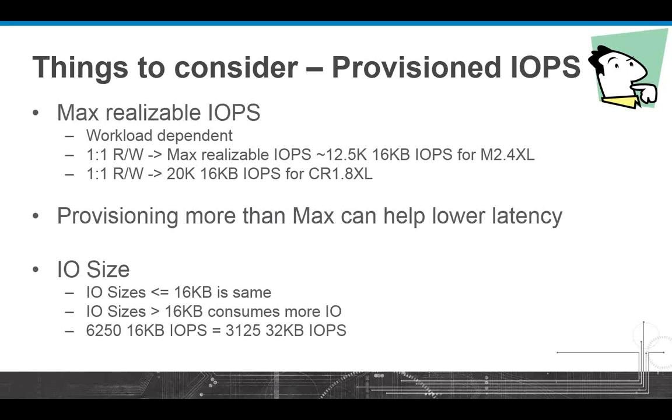And CR1 8XL, as we talked about, has 10 gigabit network, so it offers a lot more IOPS than you can get with an M24XL instance. In our tests, we have been able to push MySQL up to 20,000 IOPS. You can achieve more depending on your workload. And one other thing to keep in mind is, even though you're not able to realize the IOPS that you've provisioned, provisioning higher IOPS could help you achieve lower latencies per transaction.